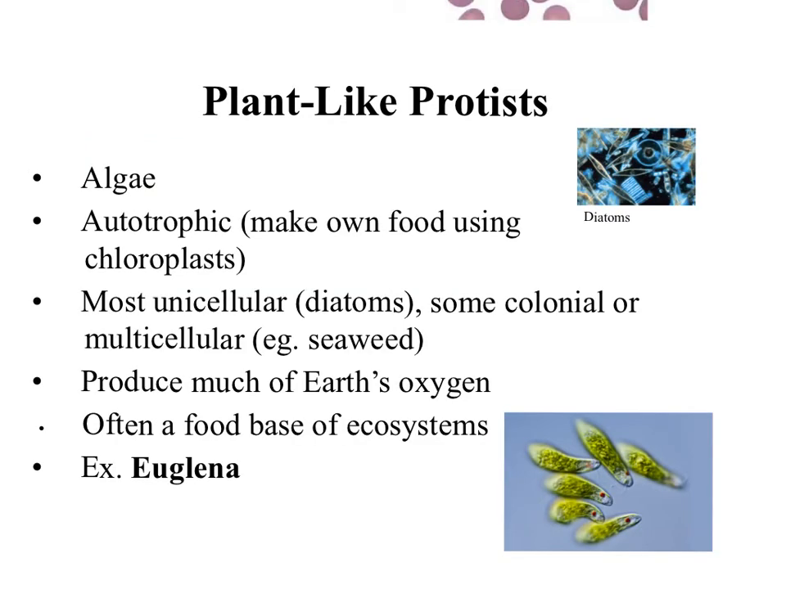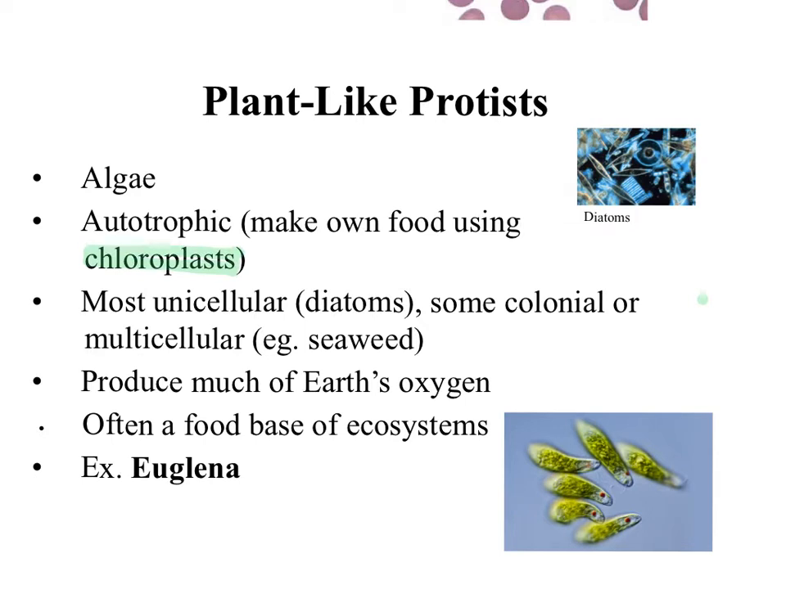Here we move on to our plant-like protists. Plant-like protists are algae. They're algae. And they're also autotrophic. If you recall, that means they're able to make their own food. In this case, they do actually use chloroplasts.